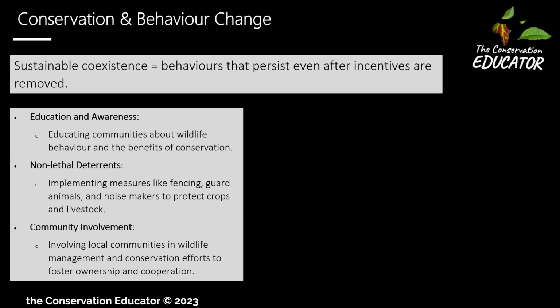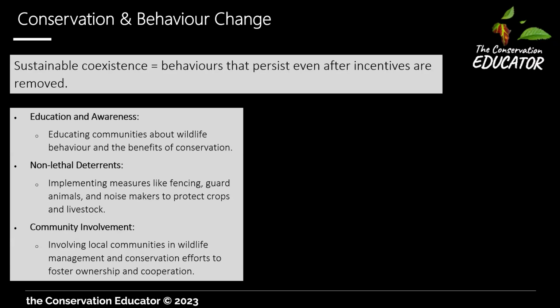Okay, now for those of you interested in conservation and behavior change, this is a whole job market in itself. There is very much the ability to go into this. Basically, sustainable coexistence, and you will have heard that term. This happens when you have persistence of a behavior that continues even after the incentive has been removed.